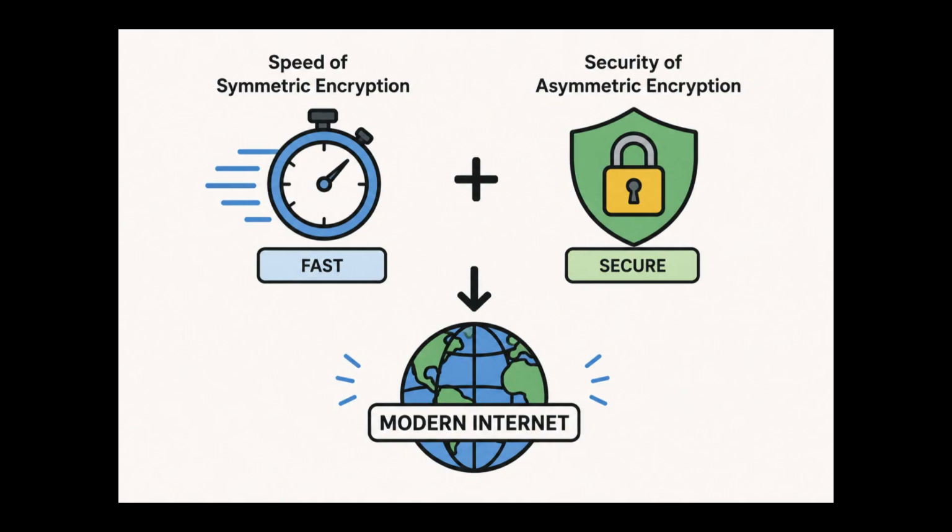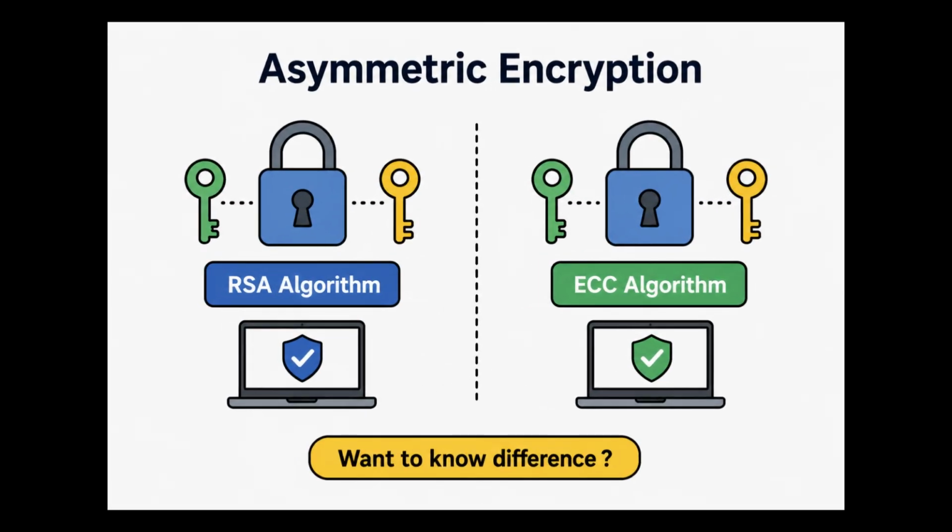So in asymmetric encryption, we use many algorithms, but there are two famous algorithms that are getting used in the market right now: RSA, that we have talked about, and ECC, that is elliptic curve cryptography. The difference between these two algorithms we can discuss in a separate video.